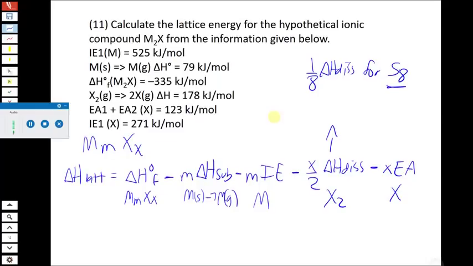So if we start putting in the numbers for this compound, delta H of formation is abbreviated exactly like that here. This is M2X. So that means little m equals 2, little x equals 1 for the coefficients. And so we have delta H of formation, which is minus 335.